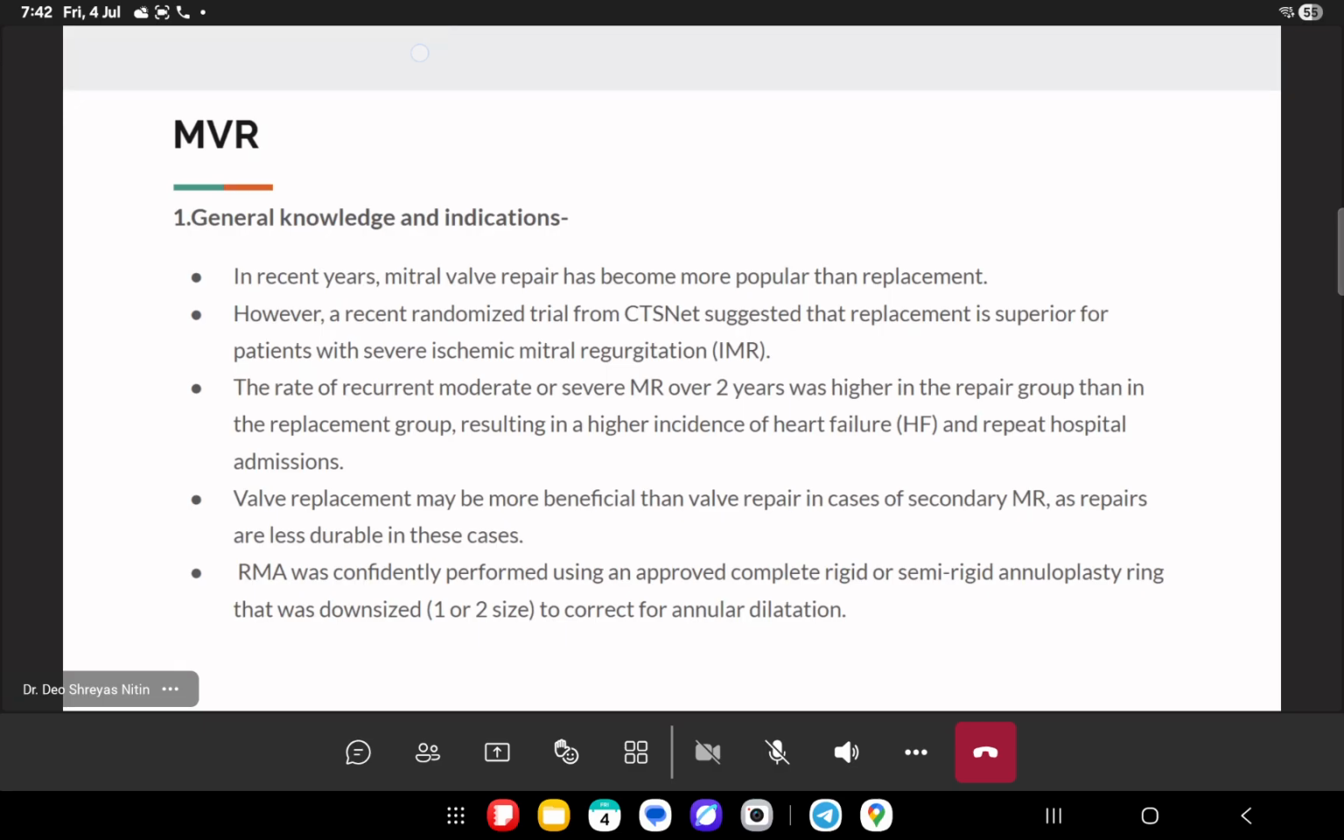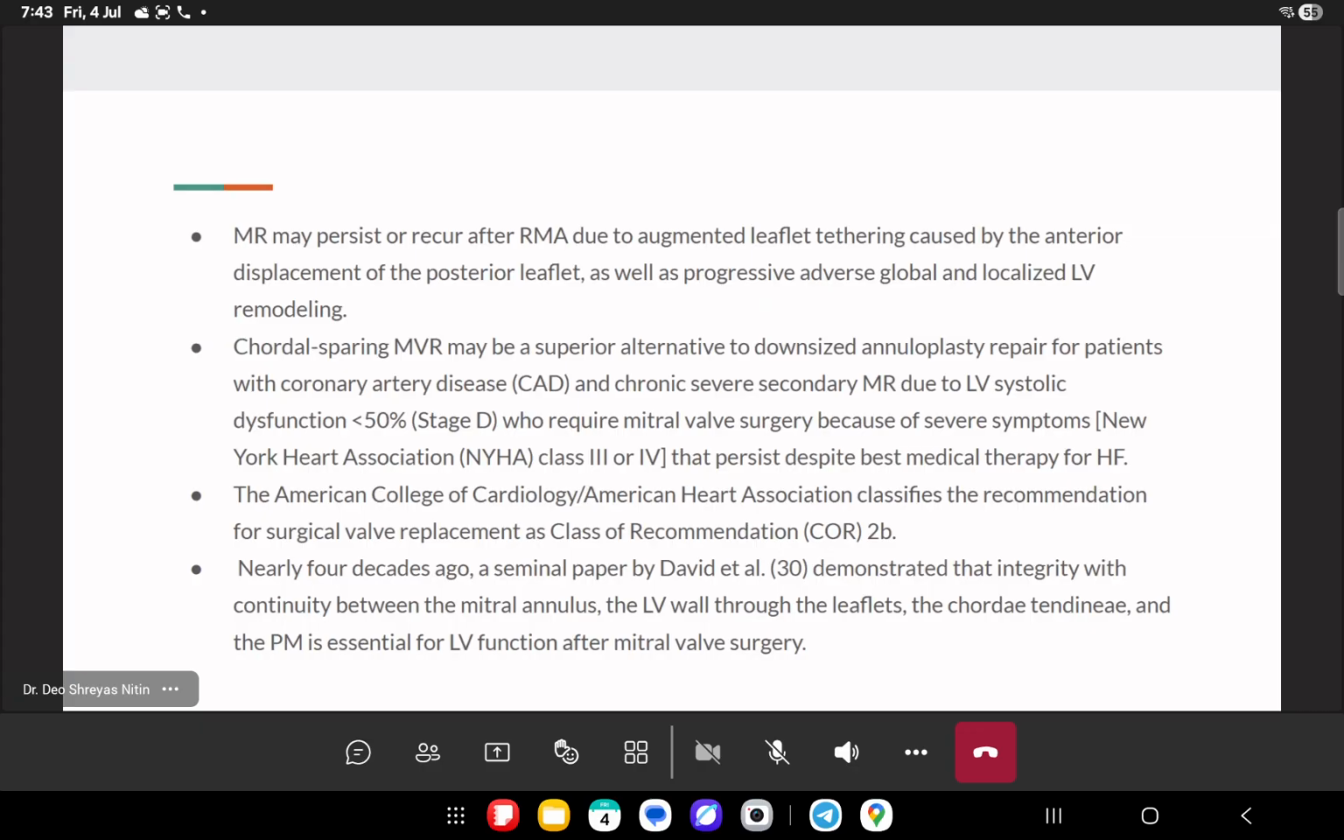Restrictive annuloplasty was commonly performed using an approved complete rigid or semi-rigid annuloplasty ring that was downsized one or two sizes to correct for annular dilatation. MR may persist or recur after a restrictive mitral annuloplasty due to augmented leaflet tethering caused by the anterior displacement of the posterior leaflet, as well as progressive global or localized LV remodeling.